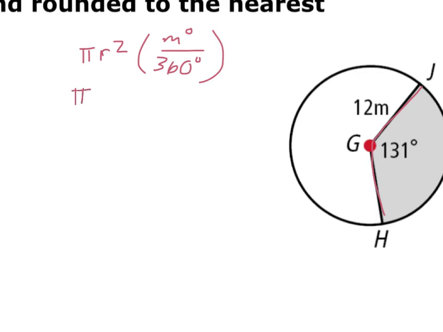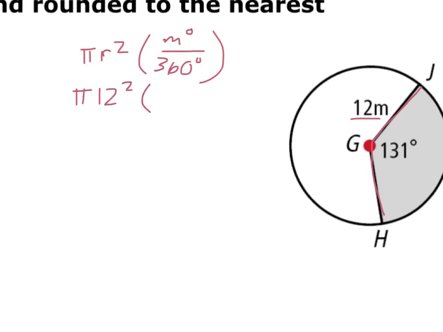So we have pi, our radius here would be 12, so pi times 12 squared, and our measure of our arc is 131 degrees. So we have 144 pi times 131 divided by 360.